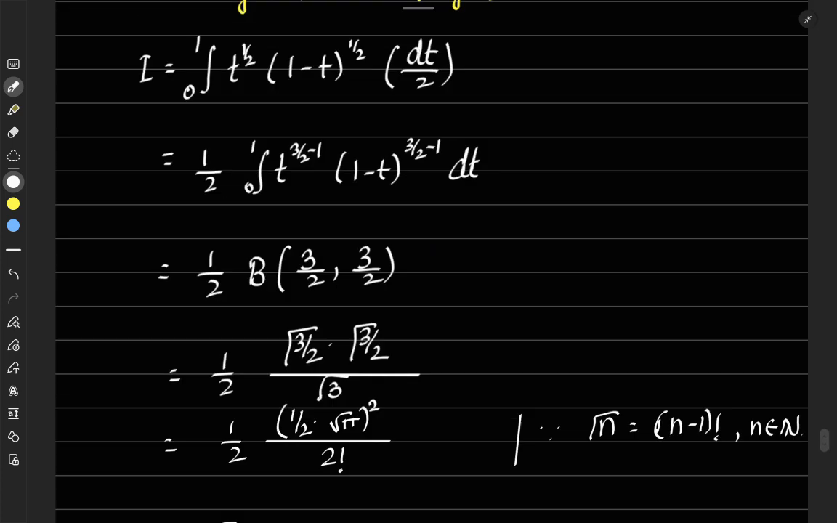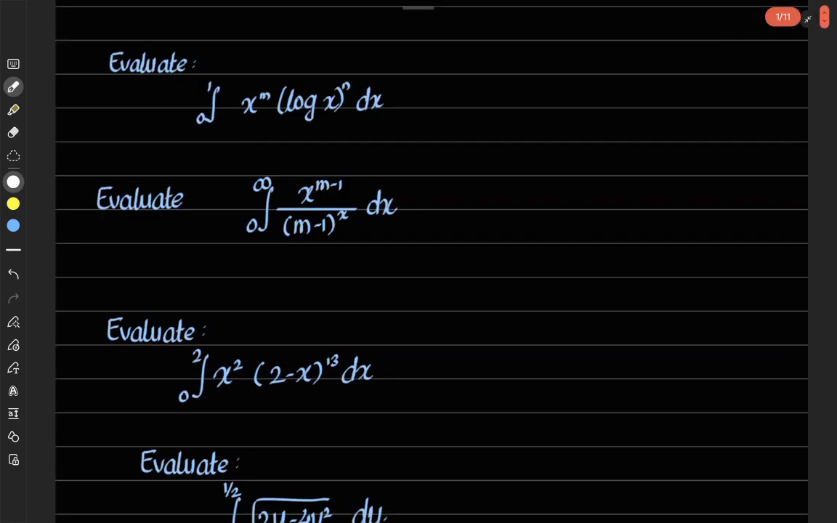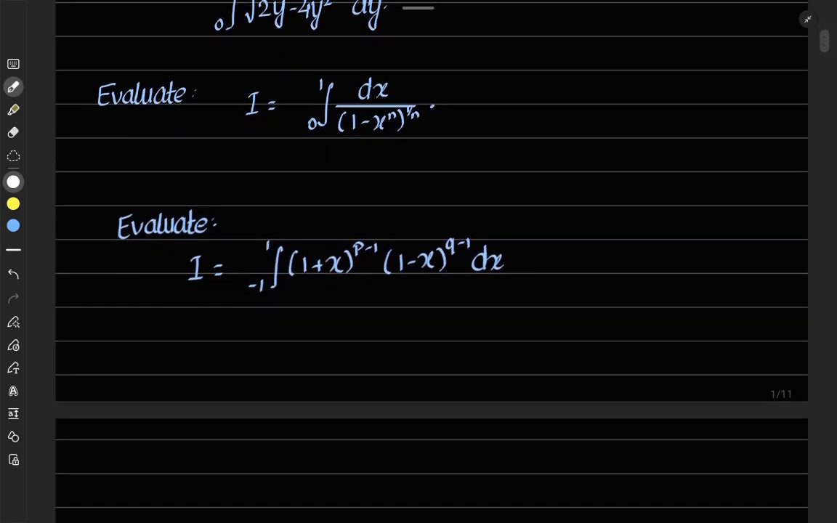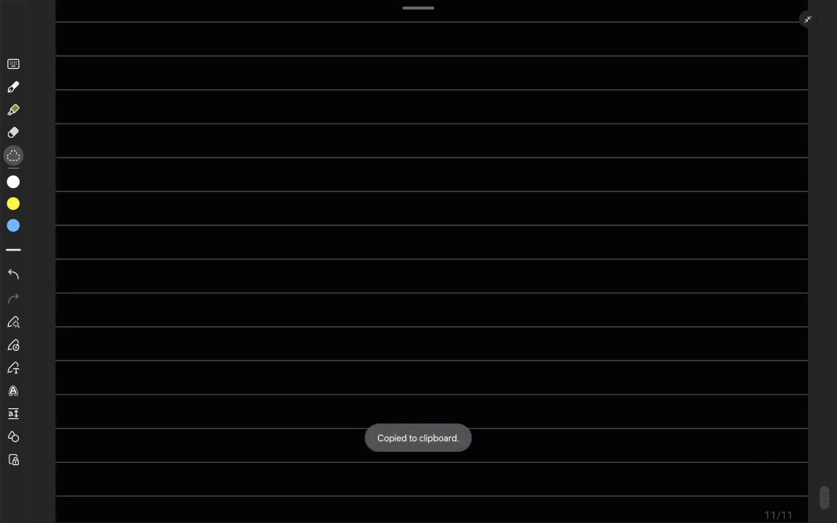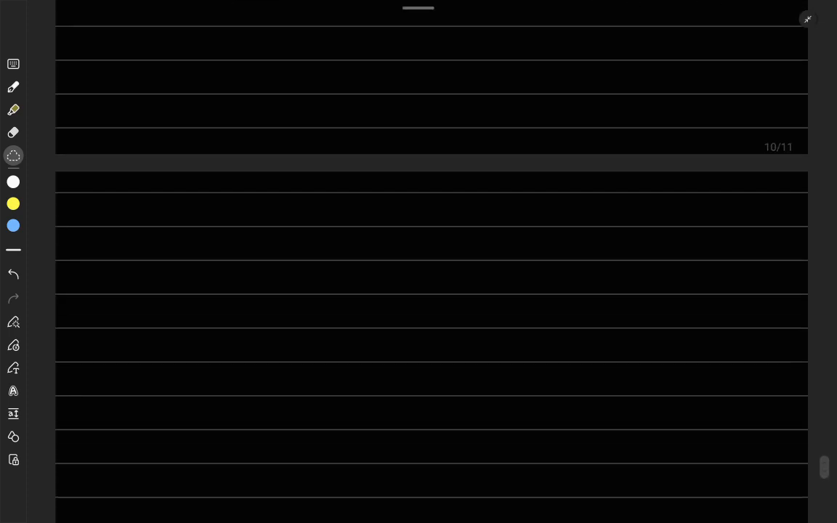So we'll solve one more example and we will stop this discussion. Oh no, we are having 2 more examples before we stop. So let's start with the next example.